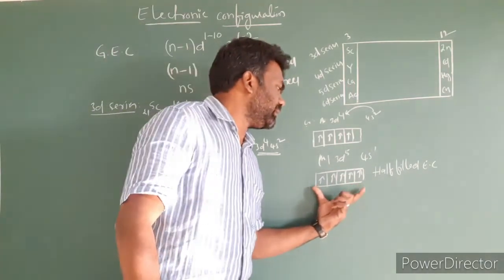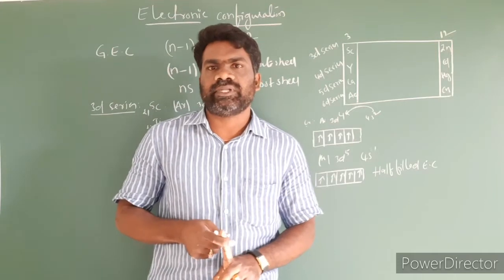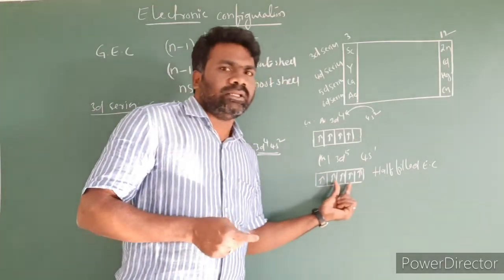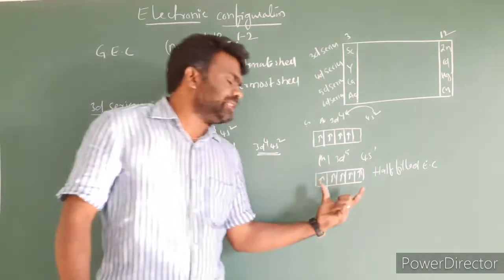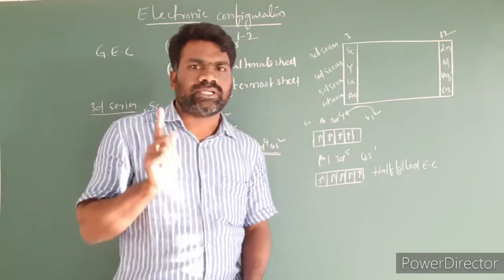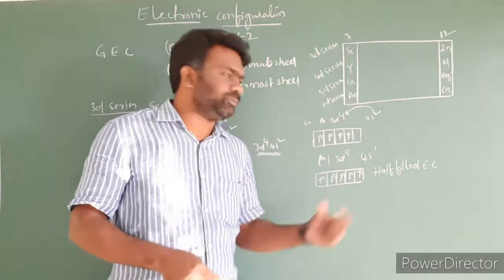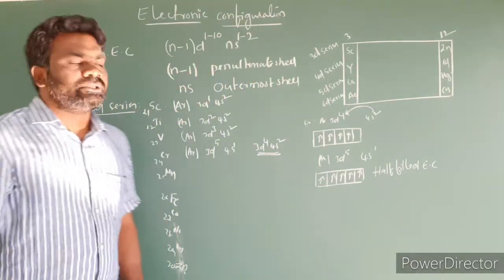Why are half-filled and completely filled electron configurations more stable? There are two reasons. Reason number one is symmetrical distribution of electrons: in the half-filled case each orbital holds one electron, and in the d10 configuration each orbital holds two electrons. The second reason is exchange energy. Because of these two reasons, half-filled configurations are more stable.